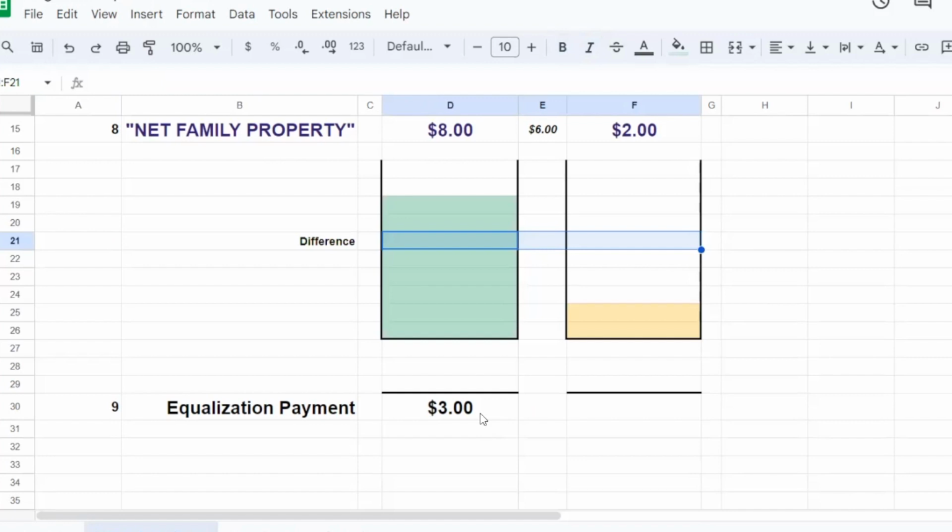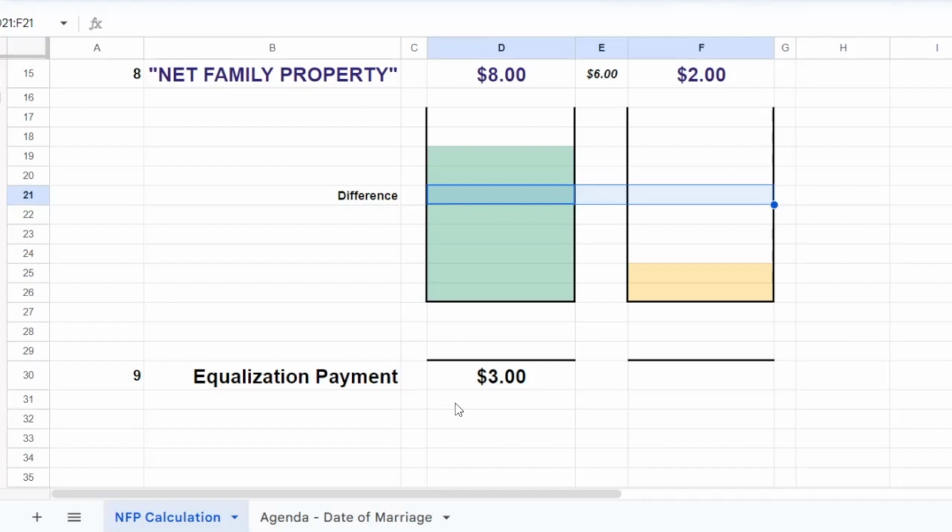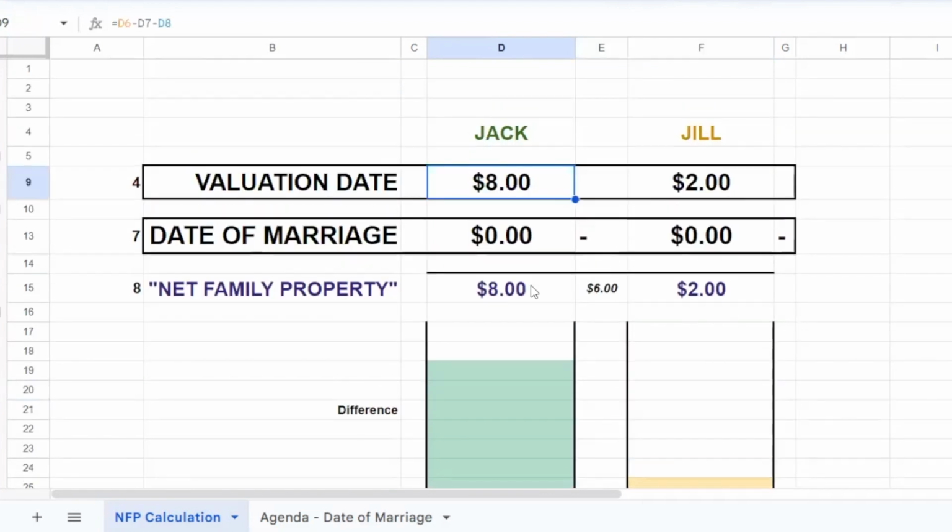Now, let's say I represent Jack, and Jack says, help me. I don't want to pay 3. It's not fair. Jill has this exclusion. We both have a net worth of 8. Think about it. It's 10 minus 2 each. And Jill has this exclusion that's playing around with the numbers. I need you to help me reduce my liability. So I would go through the 8 to make sure the 8 is correct.